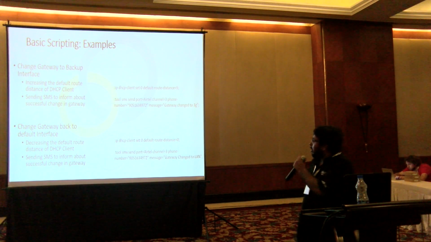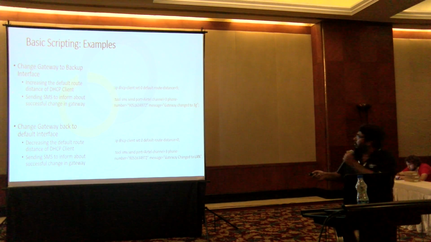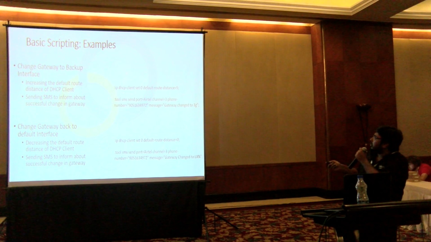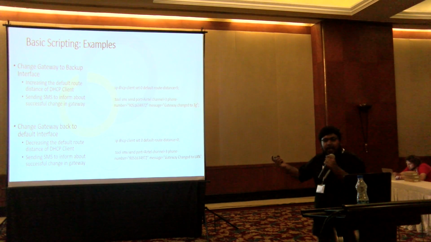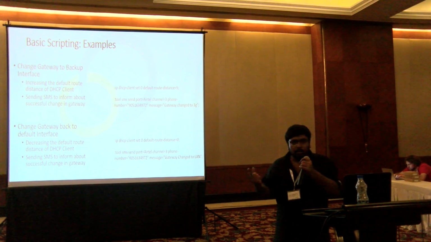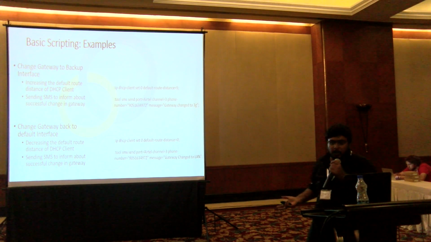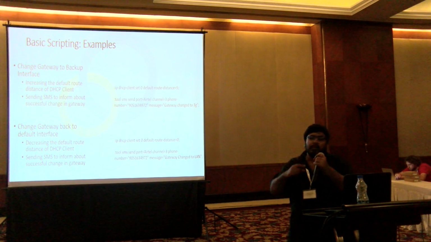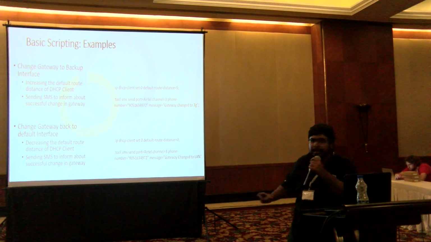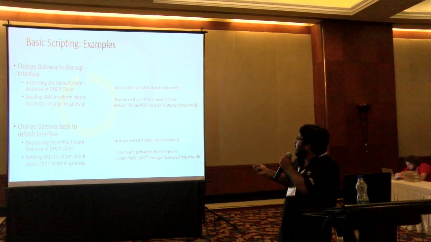Okay? So here in the first part, we set the default route distance of the DHCP client as 5. Okay? So the other one is by default 0. Right? Say the other one is PPPoE. So the PPPoE one is currently 0. So all traffic will go through the PPPoE interface once we run this script.